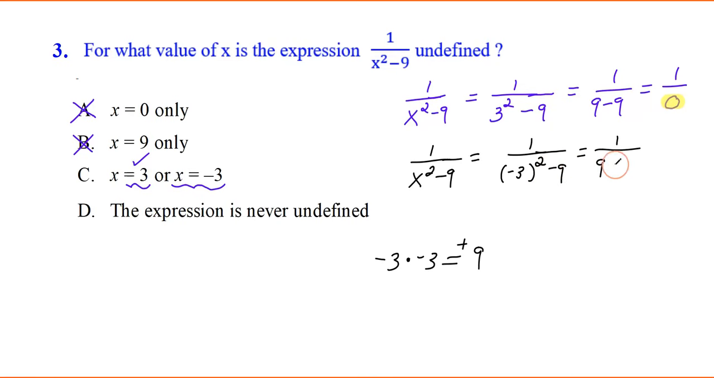Then bring over your minus, bring over your 9. And let's simplify this. This becomes 1. What's 9 minus 9? That's 0. And we have now 1 divided by 0. You can't divide by 0. And negative 3 gives us an undefined expression as well.